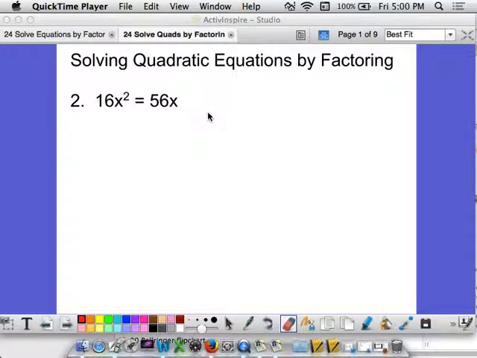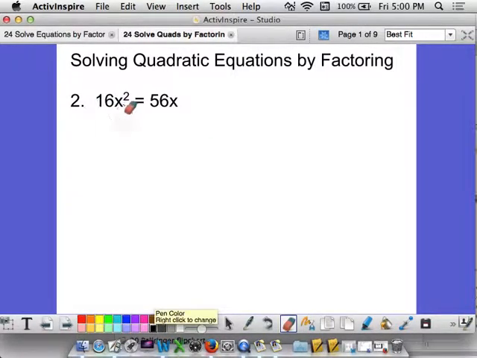Today we're going to look at solving quadratic equations by factoring. We've done a few of these, we've even practiced factoring, so we're fixing to put it all together. In this particular problem, we're first going to set this equal to 0.